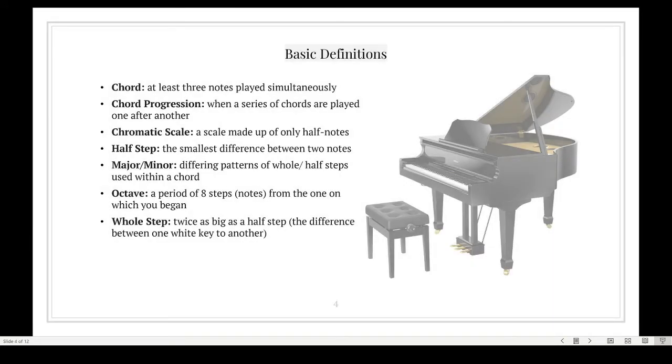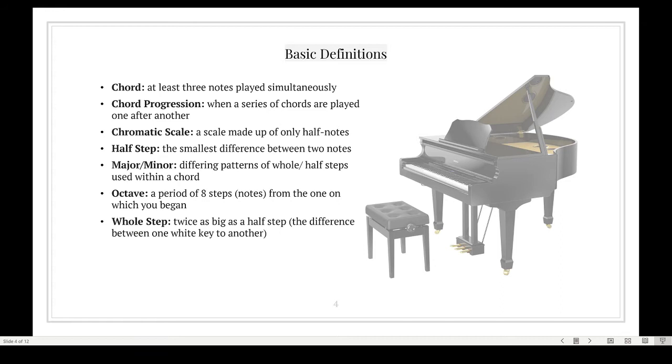Moving on to some basic definitions that one should know. A chord is at least 3 notes played simultaneously. When a series of chords are played one after another, this is called a chord progression. A chromatic scale is a scale made up of only half notes, which is the smallest difference between 2 notes, also known as a half step.